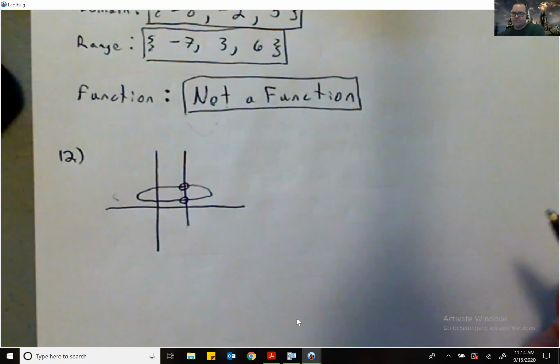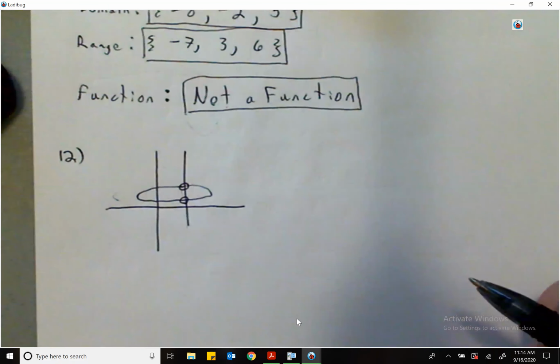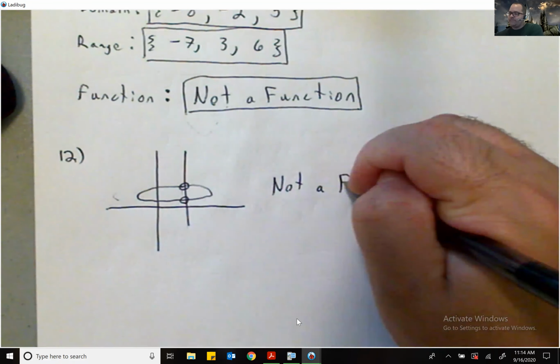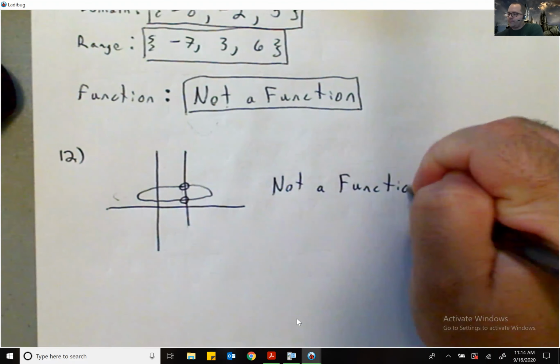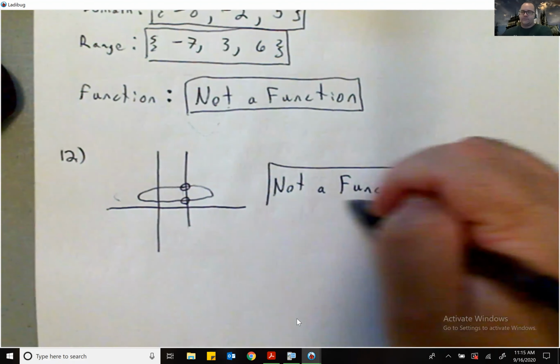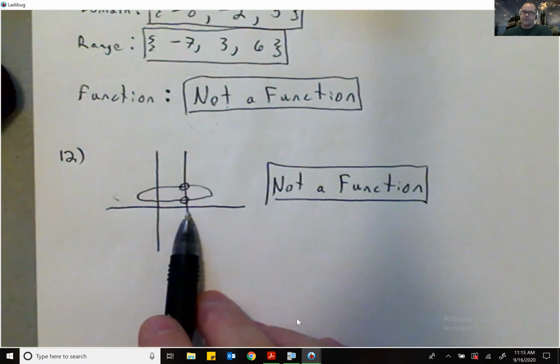So is this a function? No. Not a function. The moment you hit your graph more than once, you're not a function.